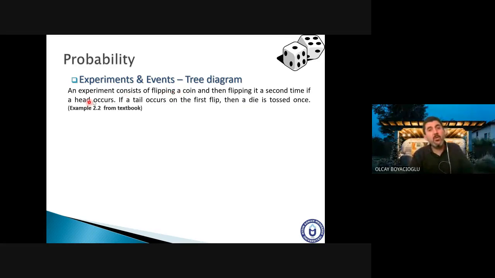If the head occurs, flip it one more time. Okay, second time. However, if tail occurs in the first flip, then toss a die.